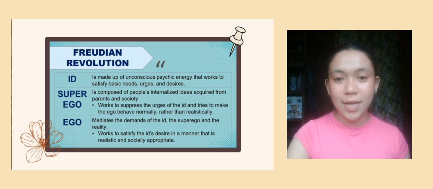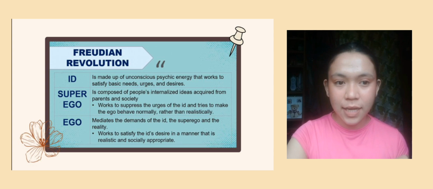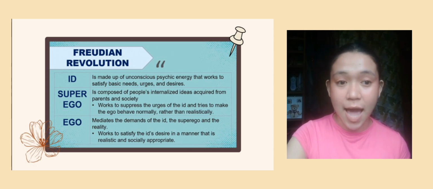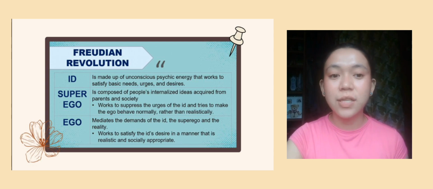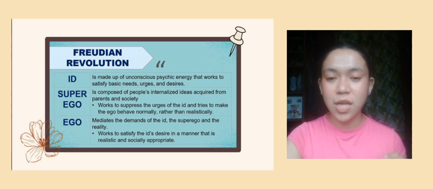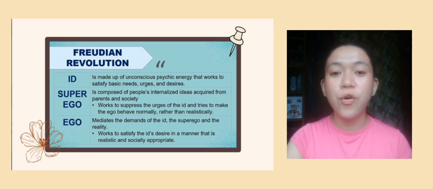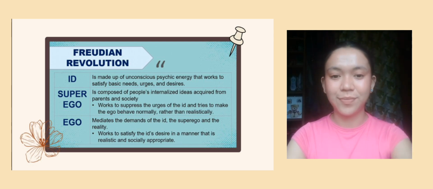The last one is the ego. It mediates the demands of the id, the superego, and reality. It works to satisfy the id's desires in a manner that is realistic and socially appropriate. So the ego is when you're controlled by the reality principle.